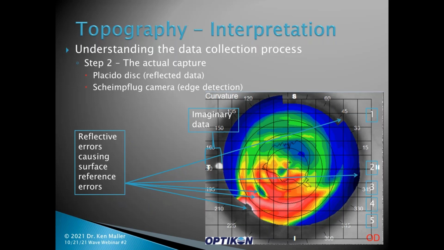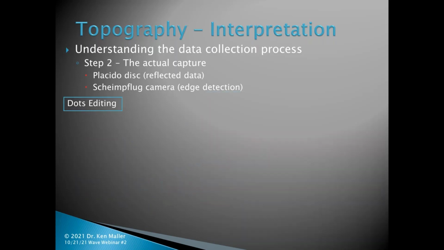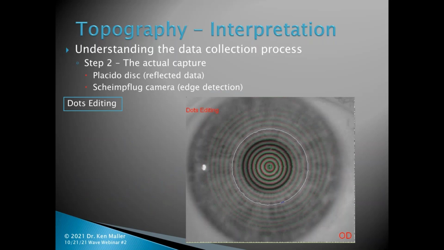And so it was showing excessively steep curvature there when that's probably more of a reflection artifact than real data. So let's move forward here to dots editing. Dots editing is always a very hotly debated topic. So should we fix the problems with the way those captures were done? So what I did as an experiment is I've gone ahead and I've dots edited these images.